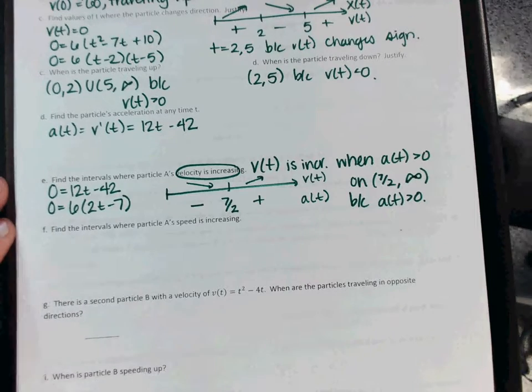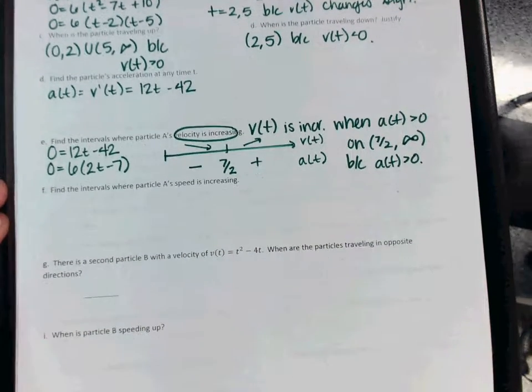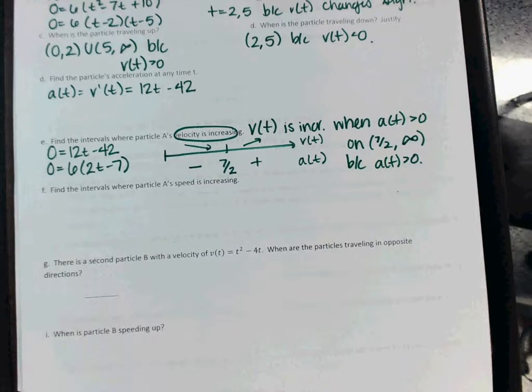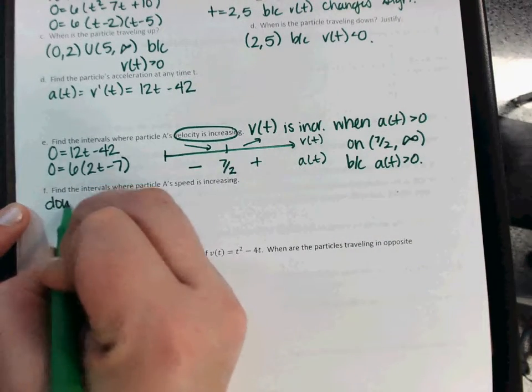Okay? All right, now come down to part F. This is asking you about speed. What two things have to match? Velocity and acceleration. So you should have done a double line chart.